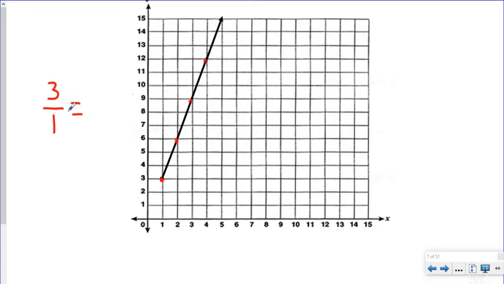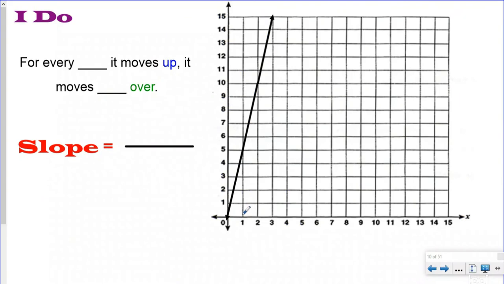Now, 3 over 1 is an improper fraction, even though we're talking about ratios here. So we could say the slope of this line is 3. The steepness of it is 3 to 1, which is just 3. Okay, so let's take a look at this line now and try to find the steepness of this line.